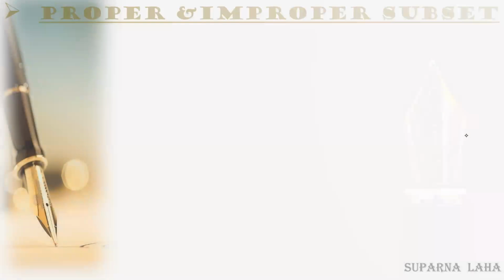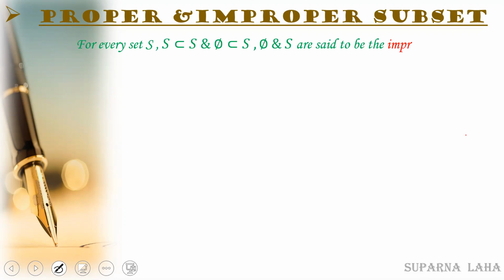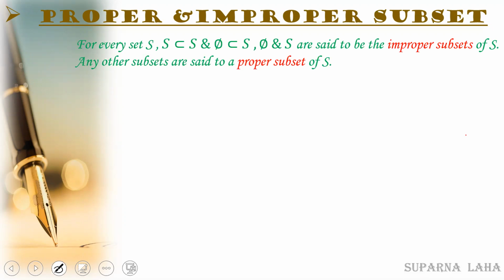So the next one is proper and improper subsets. Now we know how to write down all the subsets of a set. Among all the subsets, the set itself and phi are known as the improper subsets. So if we take a set S, then S and phi are the improper subsets of the set S. And except them, all the subsets are called proper subsets.